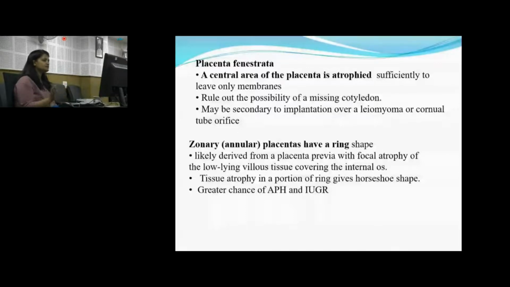So the part of the placenta which has implanted over the fibroid undergoes atrophy and gives rise to placenta fenestrata. Now there is zonal or annular placenta also, which has a ring shape, which is most likely derived from a placenta previa with focal atrophy of the low-lying villus tissue which covers the internal os. The tissue atrophy happens in the portion of the ring, giving the horseshoe shape. There is a greater chance of APH and IUGR in this type of placenta.